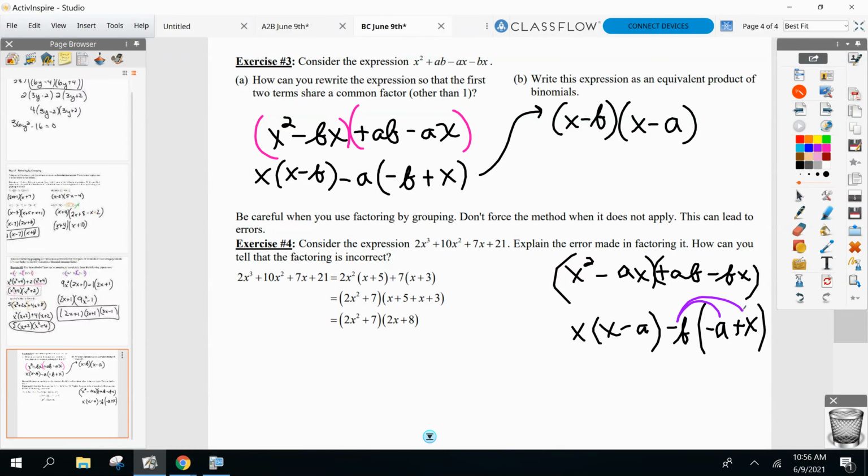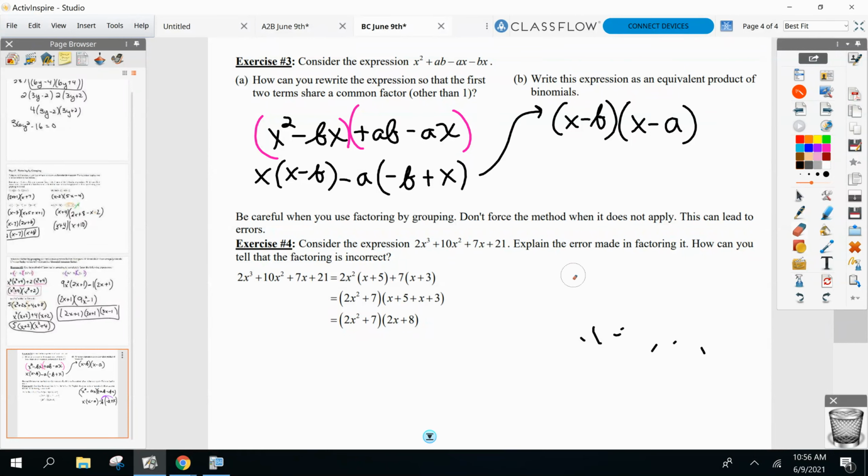Anybody else? Issues? So the point of that problem is if you group and you can't take a GCF out, try to reorder it. All right, last one. Where's the mistake? Somebody tried to use grouping and they made a mistake somewhere. Where is it? And you know, it's understandable if you don't think they made a mistake, but they did. So take a look at their work. Where did they make a mistake? So it looks like they tried to group.